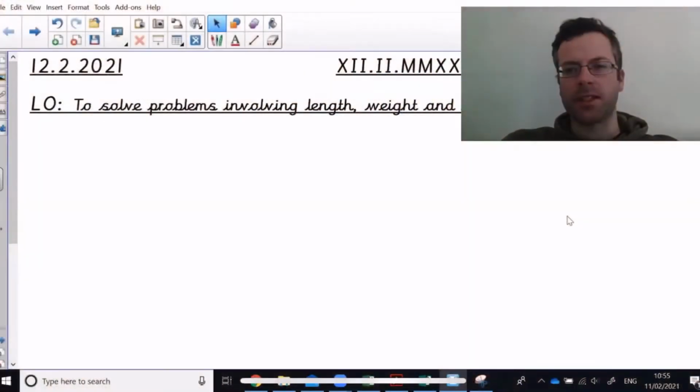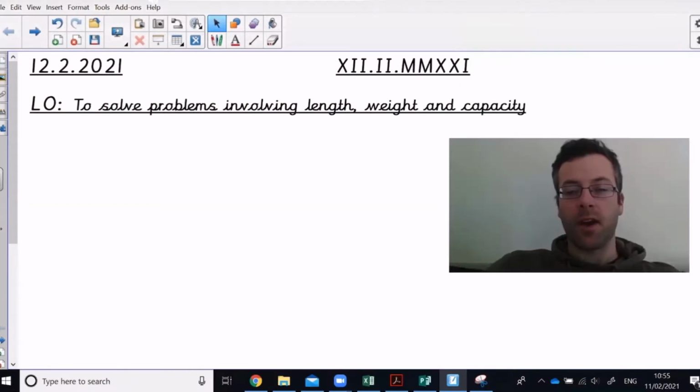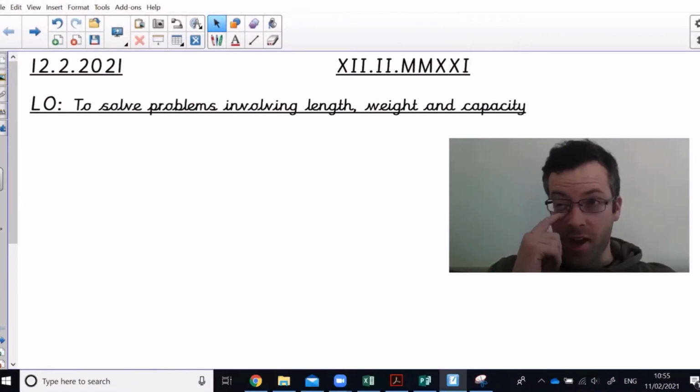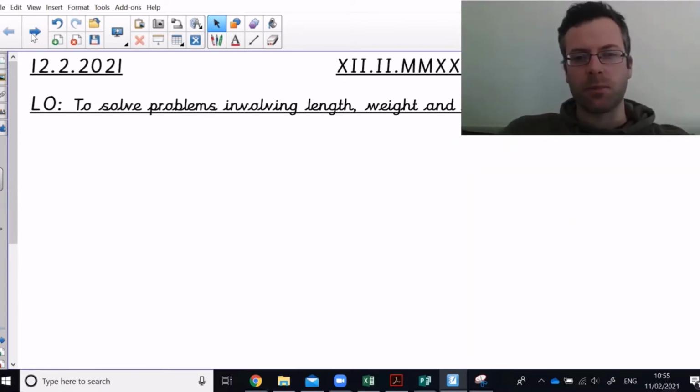Now, in maths today we are going to be continuing to look at length, capacity and weight, and we're continuing to solve problems. So it's the same learning objective as yesterday, but we are doing different work. We're looking at different kinds of problems, okay? The best way for me to look at this is to get into the screen. Yesterday was just word problems. Today we're looking at other types of reasoning problems, okay? And the best way to do that is to go through some examples together.